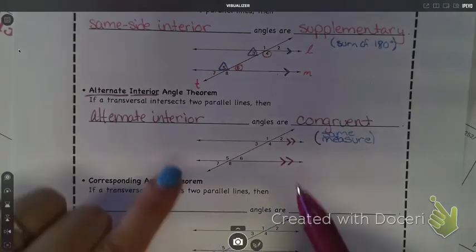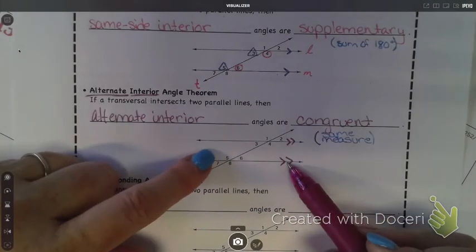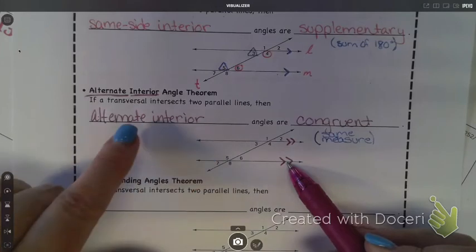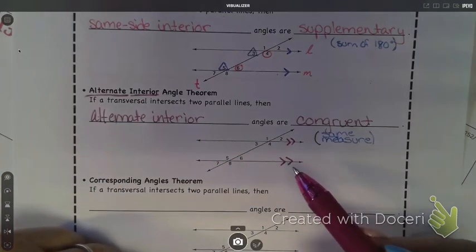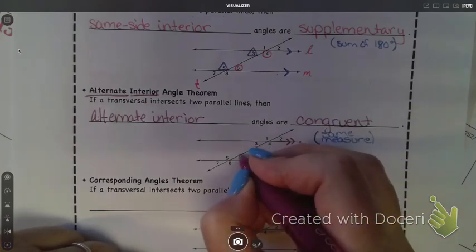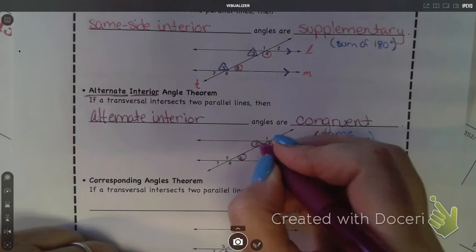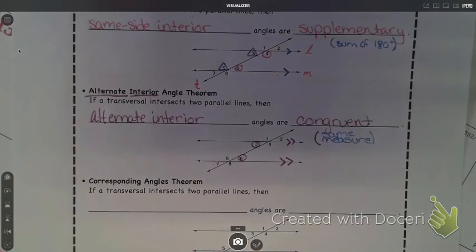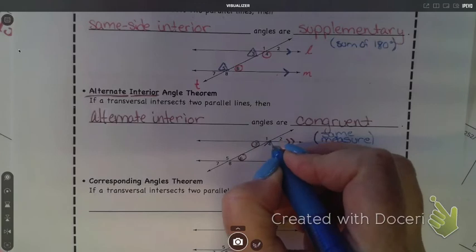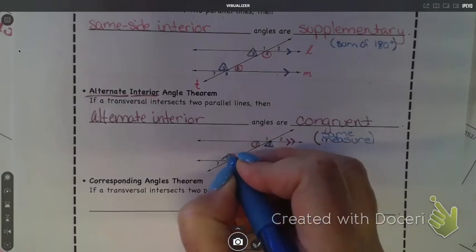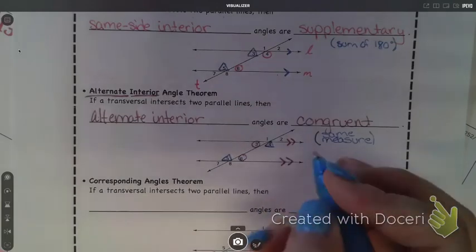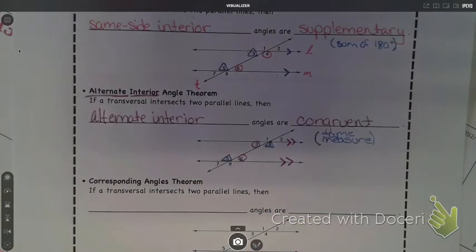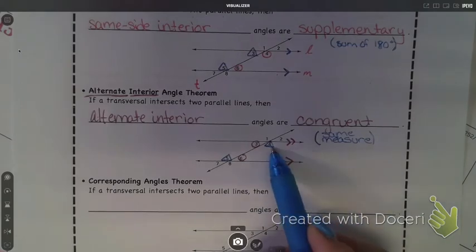So interior means inside the parallel lines, yes? Alternate means opposite. Yes. So 6 and 3, and 4 and 5. Do you see how knowing these? No. The only ones I have are 3 and 6 and 4 and 5. My bad, interior. Okay? Now, if I know these, if I knew 4, I could get 5.